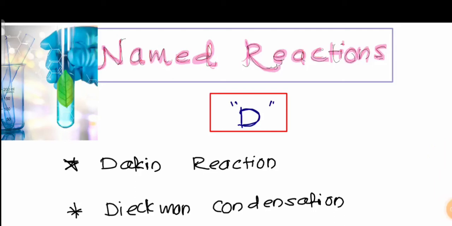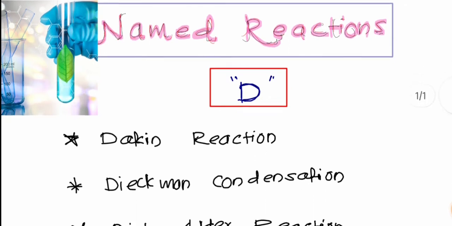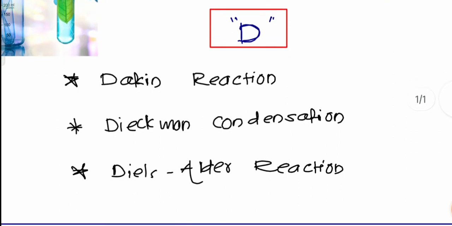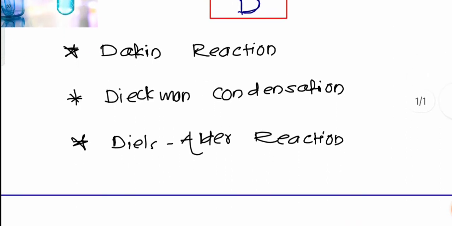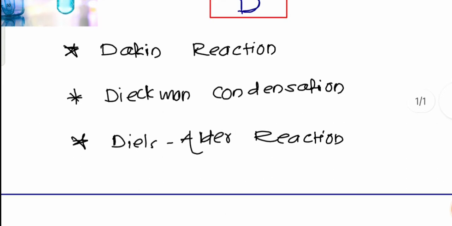Today we will discuss the reactions from letter D. So today we will discuss the Dakin reaction, Dieckmann condensation, and Diels-Alder reaction. These are the three well-known reactions from the D category.